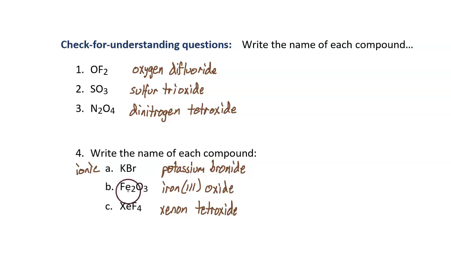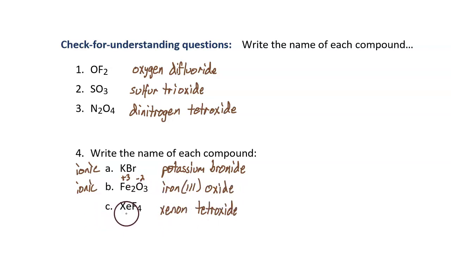Question B, Fe is iron. That's a metal and makes ions. O is oxygen. That's a nonmetal. That's going to make an anion. This is ionic. When you name it, you need to think about charges. And because iron's a transition metal, you need to find its Roman numeral. The iron will have a +3 charge, and the oxide is a -2 charge. That's how this is balanced. 2 of those is +6, 3 of those is -6. So if iron is +3, you write iron(III) oxide.